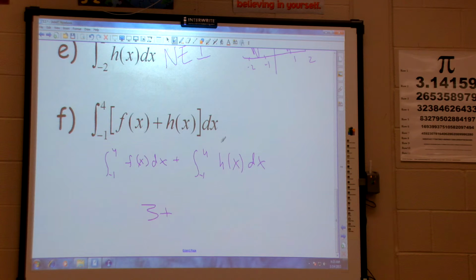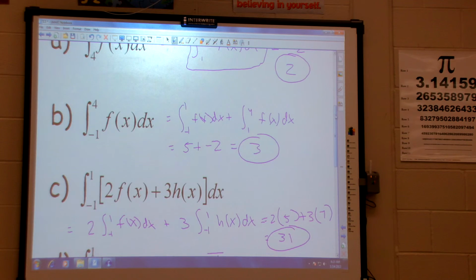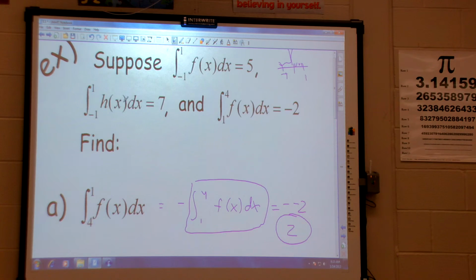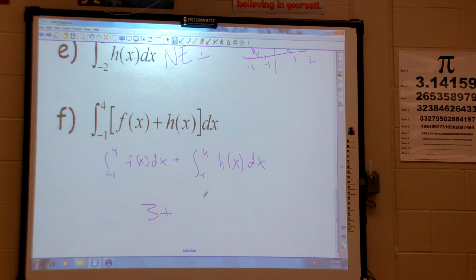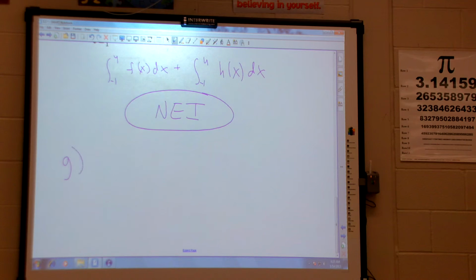Negative 1 to 4 of h of x dx. Isn't that just... You can't do that. The only information you have on h of x is from negative 1 to 1. You do not know what's going on from 1 to 4 for h of x. So 3 plus not enough information is not enough information.